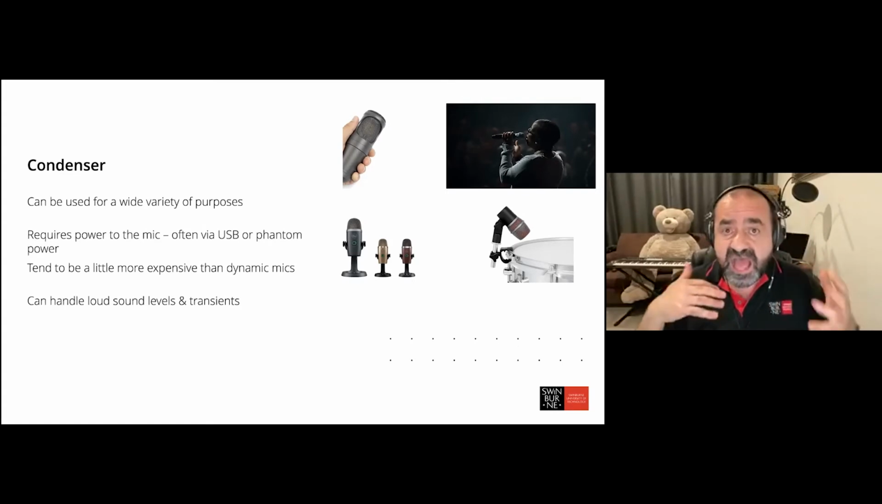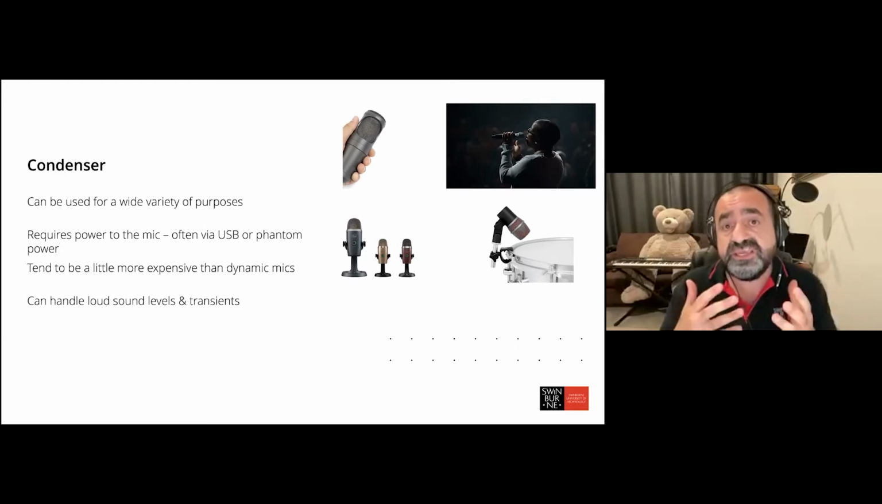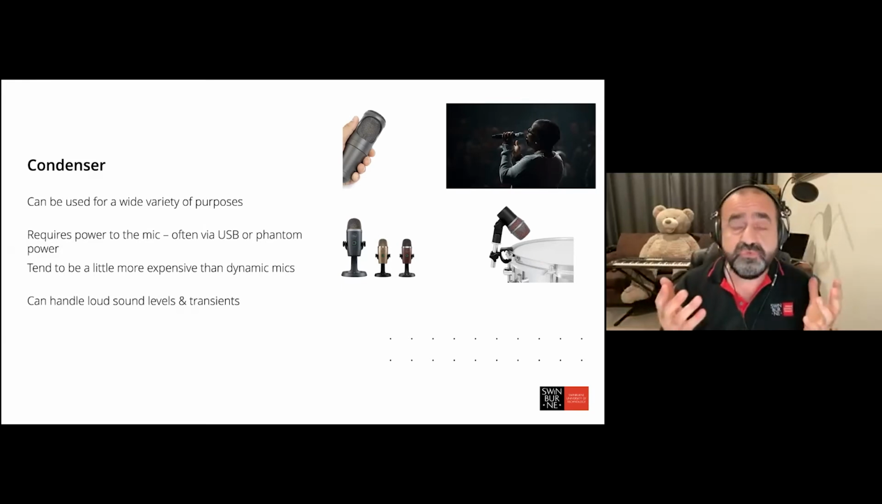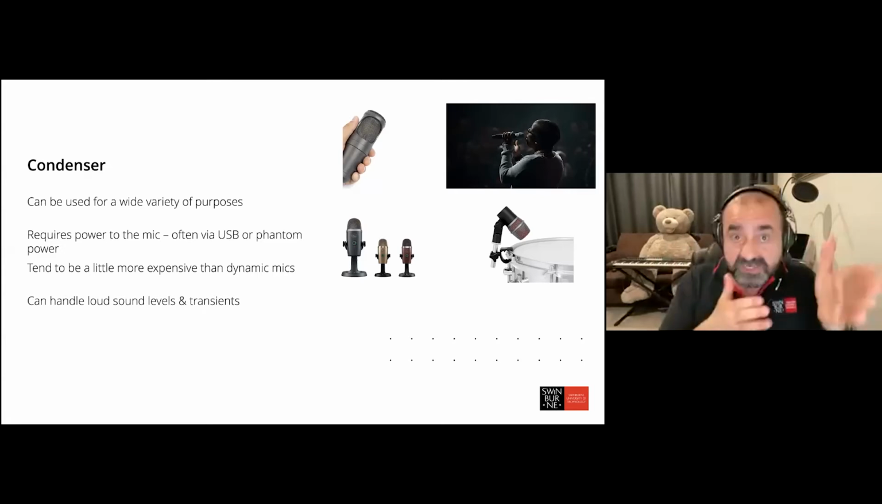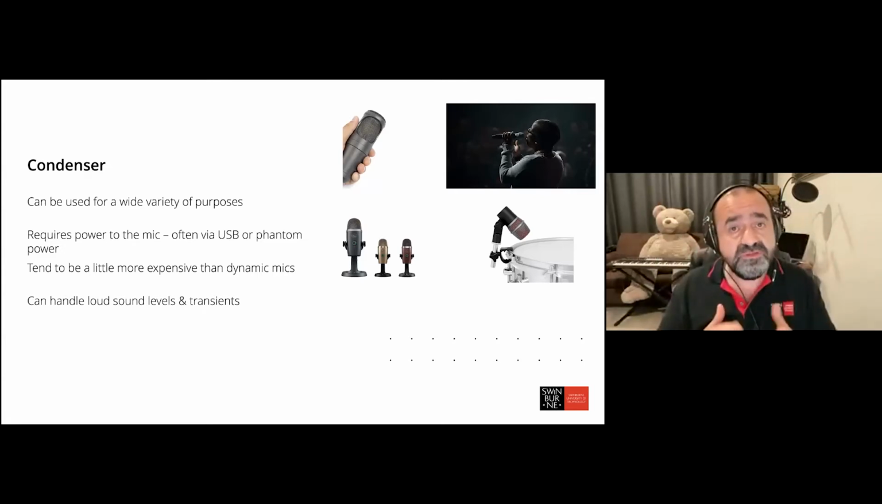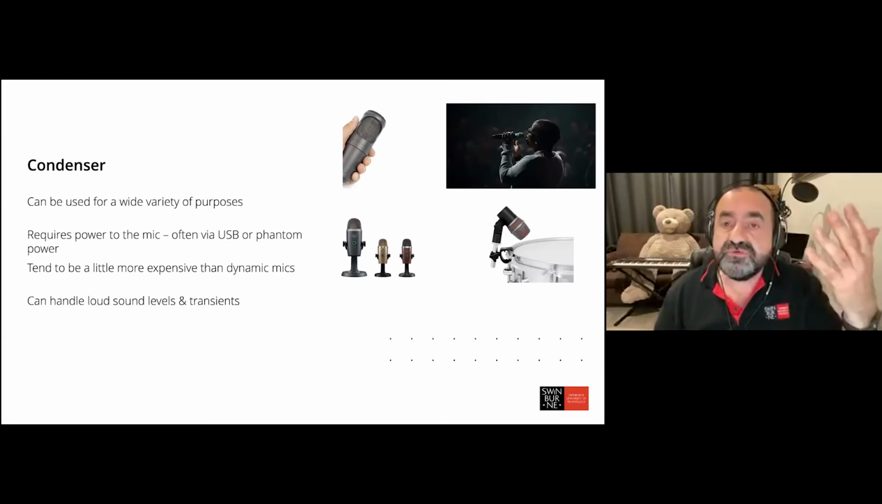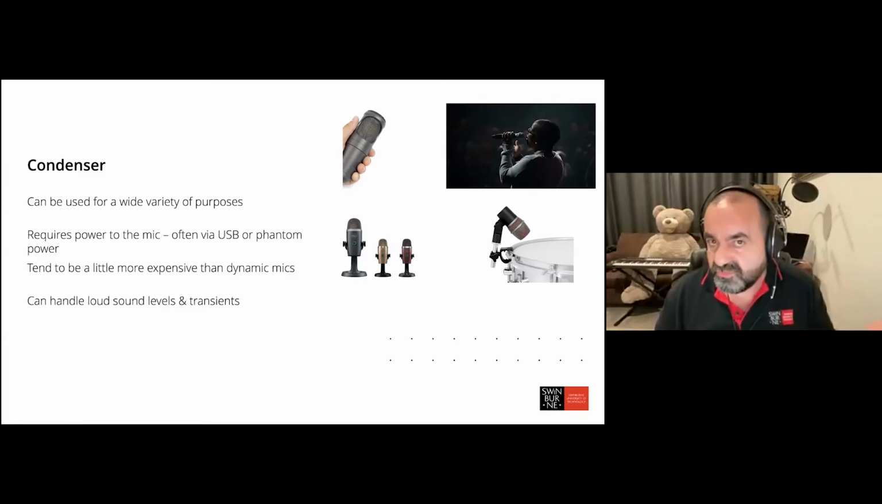Now, there are other types of microphones. You can get ribbon microphones, for example, which are a special form of a dynamic microphone. They're similar to a condenser in that they use a ribbon, but we're not going to really cover those because these are the two main types that you will probably want.